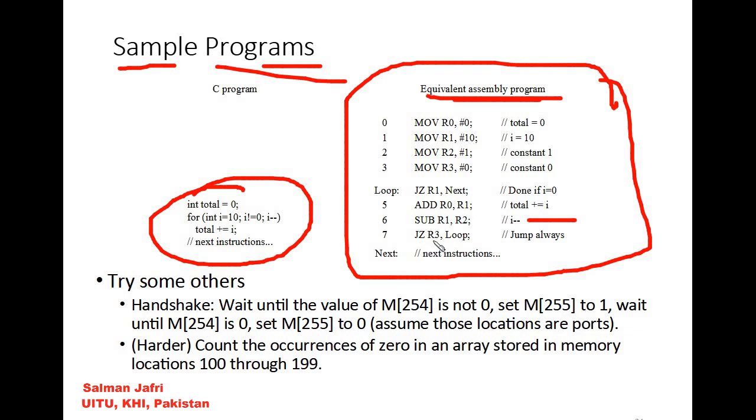So, jump if 0 R3, comma, loop, right? If R3 is 0, we go to this particular loop. Since R3 is 0, we'll go to this particular loop. And over here, if R1 becomes 0, we'll move over here. So in this way we are executing this particular loop. So this is how things are done.